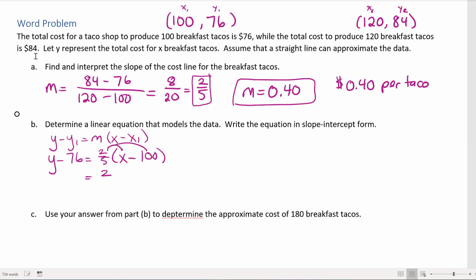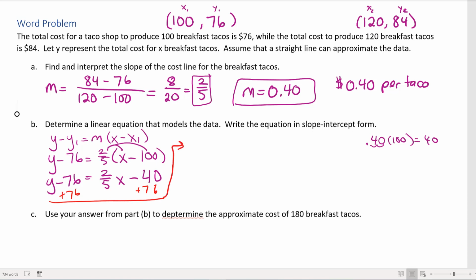So I'm going to distribute here 2/5 x minus 2/5 times 100. 2/5 can also be 0.4, right? So if I have 0.40 multiplied by 100, that just moves the decimal over 2 places, and that's 40. So that's going to be minus 40 here. And we have y minus 76. And then I'm going to add 76 to both sides so that I can get my y by itself. So I have y equals 2/5 or 0.4 if that makes you happier, x plus 36. All right, so that's my equation.